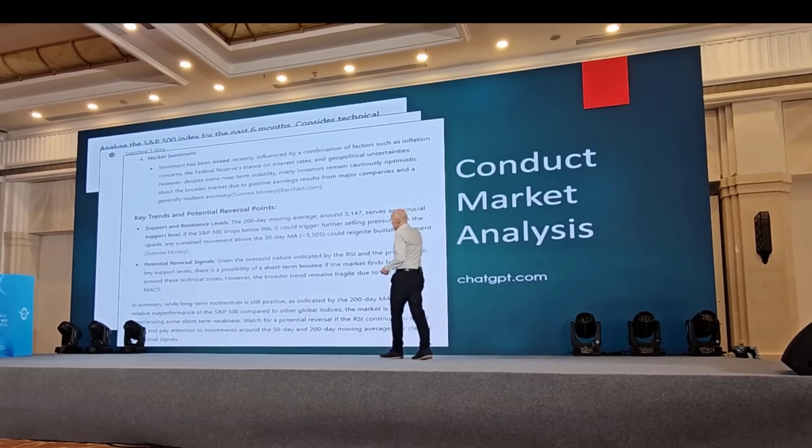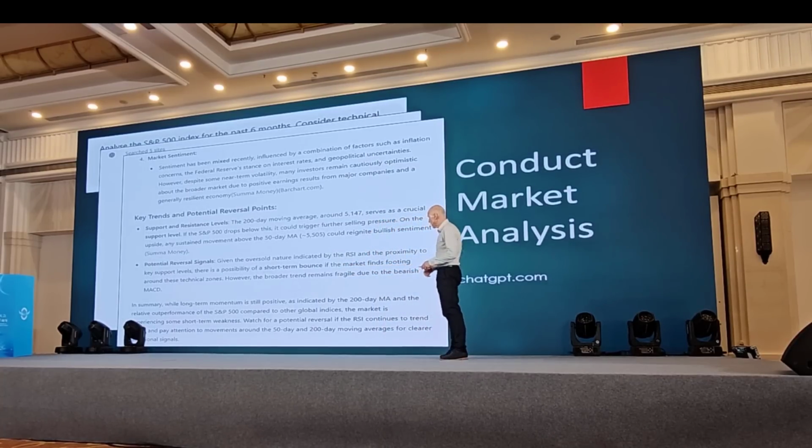And then it goes on to give me information about the key trends and reversal points, so some information about support and resistance levels, the sort of reversal signals that I might want to look at if I want to establish a position, and then it's given me a short summary down the bottom. So as a position trader, as a discretionary trader, it's given me quite a nice overview.